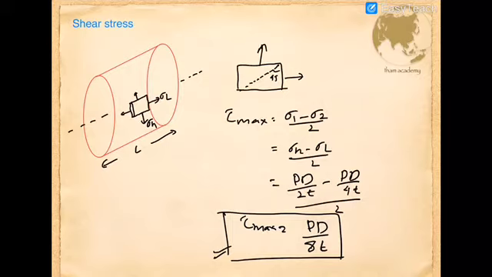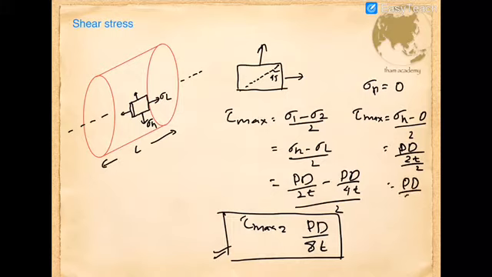But one more thing you have to remember, the absolute maximum value, because here we actually neglect the sigma R value. That means sigma R goes to 0. So tau max absolute is always found with the maximum principal stress minus the minimum principal stress divided by 2. So that answer will go to PD divided by 2T divided by 2, which is nothing but PD divided by 4T. So you have to remember the absolute maximum will be PD by 4T.